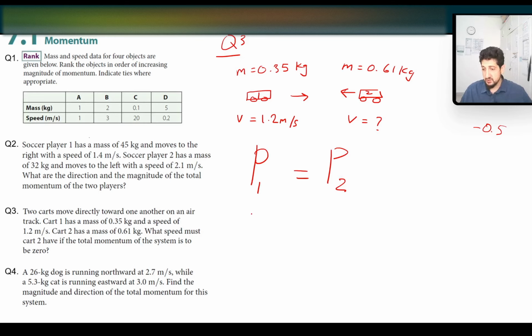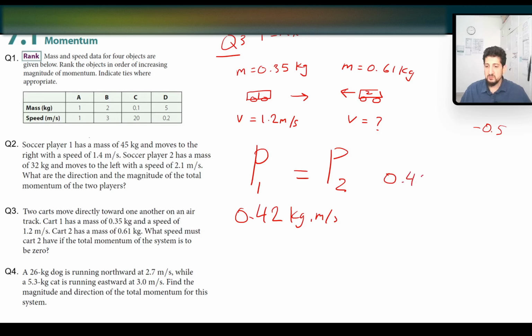So I have to work out the momentum of cart 1, which is 0.35 multiplied by 1.2, which is 0.42 kg·m/s. Momentum equals mass times velocity. I just multiplied the mass by the velocity, and that gave me 0.42. Now I know that the other has to be the same in order to cancel out.